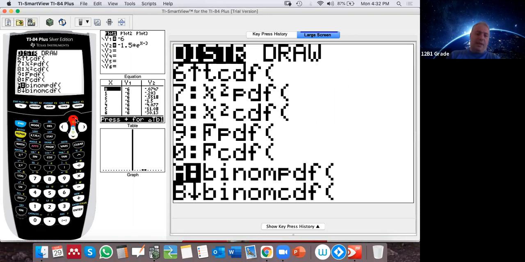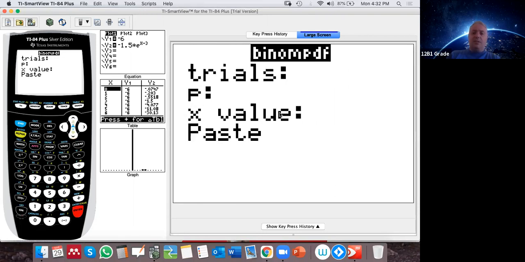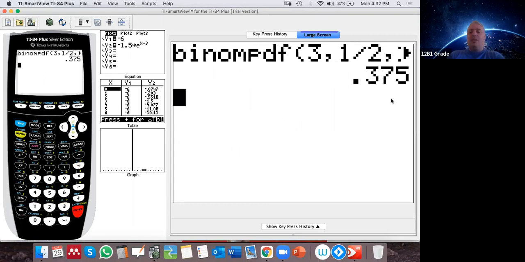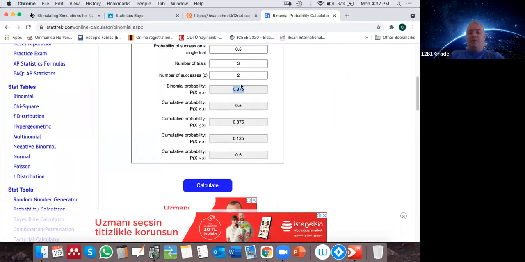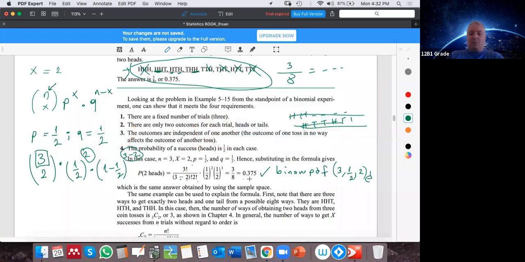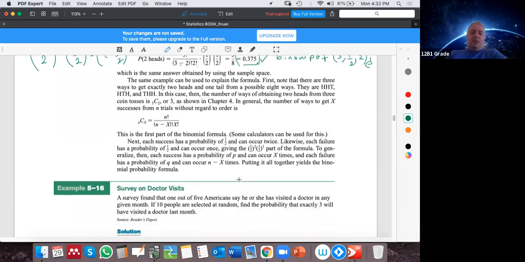Yeah, it is here, Binomial PDF, enter. So number of trials, 3. So 1/2. And then how many times success I need, 2. When I say enter, the result comes out 0.375, which in our case is 0.375. Okay, we did it. Good.